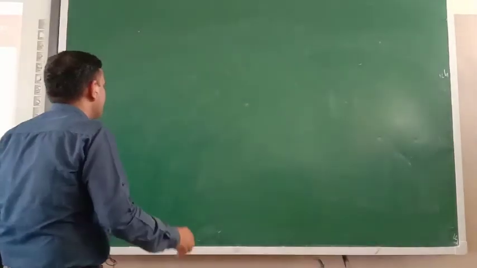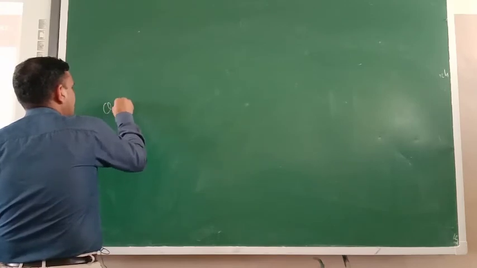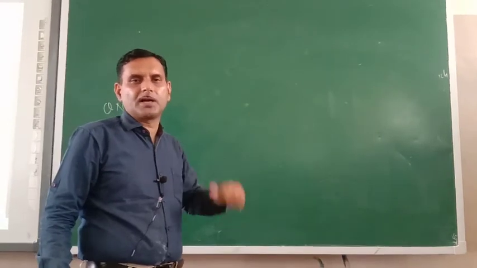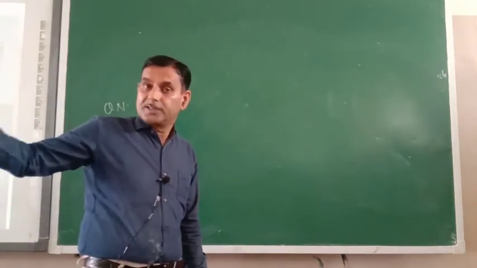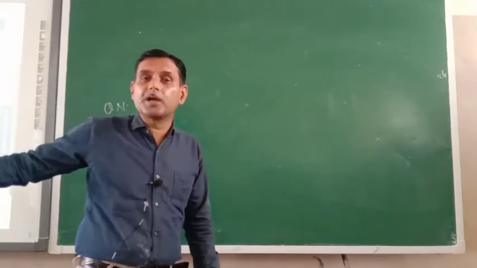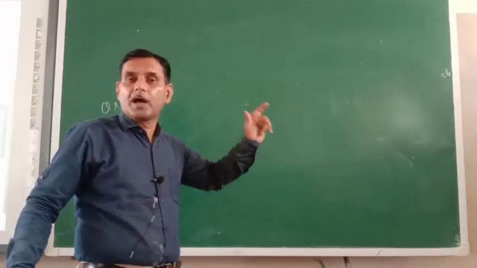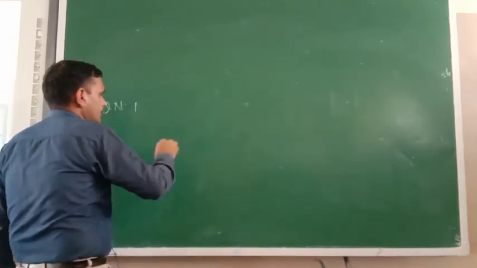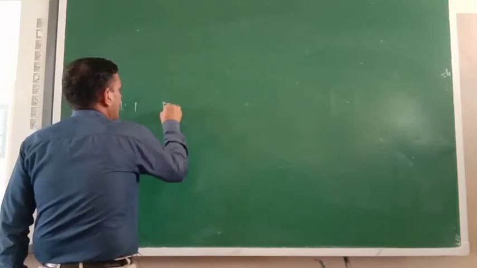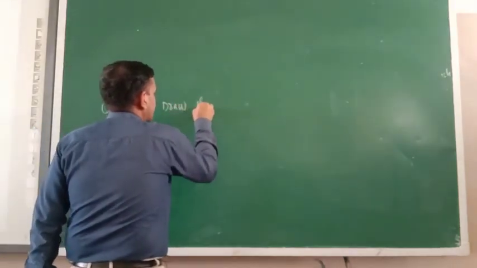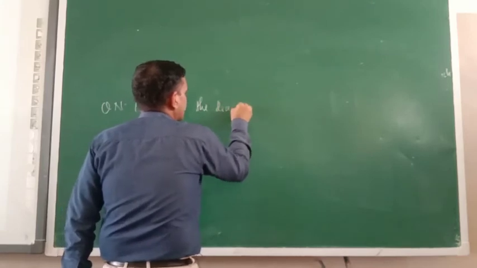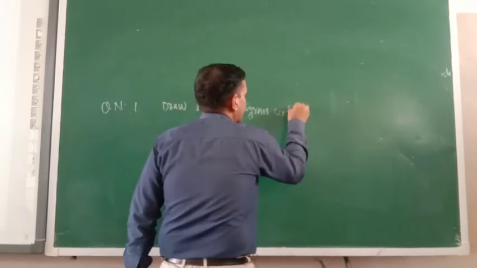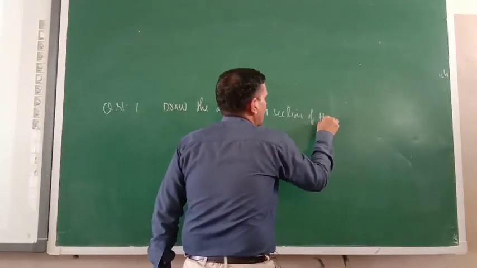So now it is time to give you some questions. Yesterday I gave you one diagram, the schematic diagram of circulation of blood. And today you understood the explanation of that diagram, so I hope you could have made it. Now today I am going to give you another question. Draw the diagram of the section of the human heart.